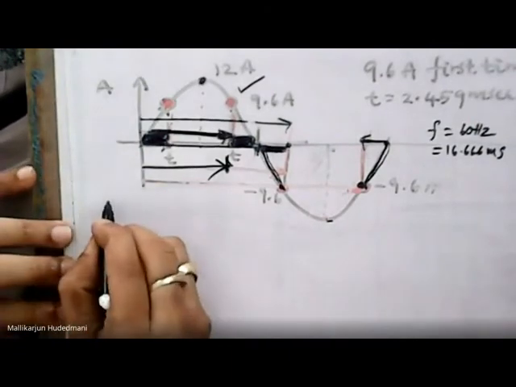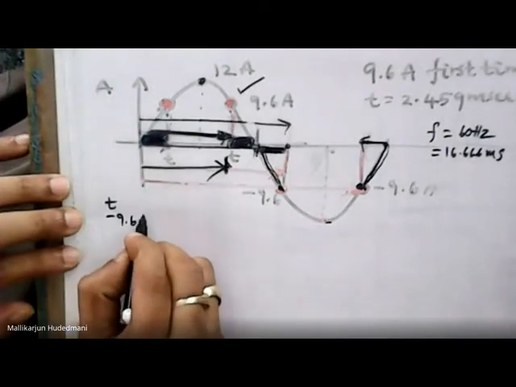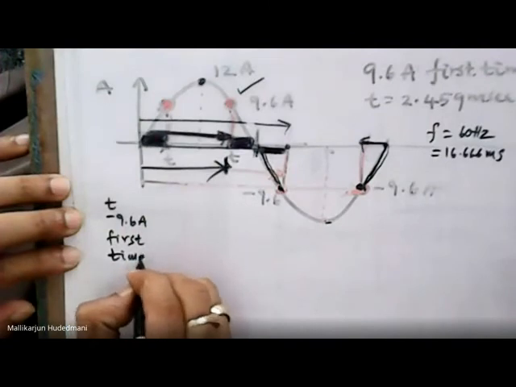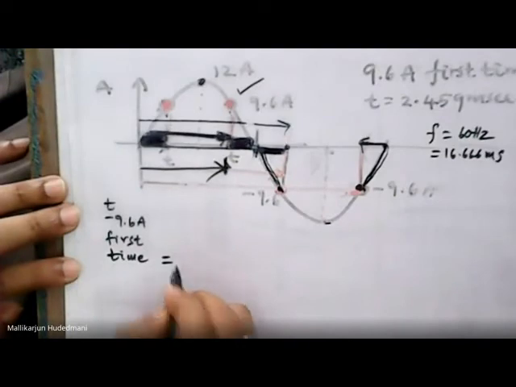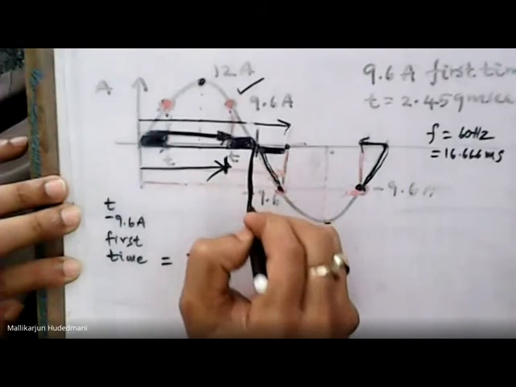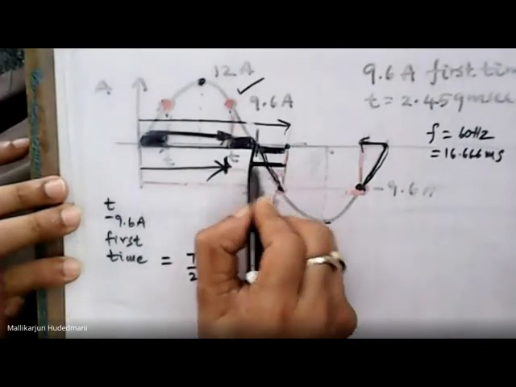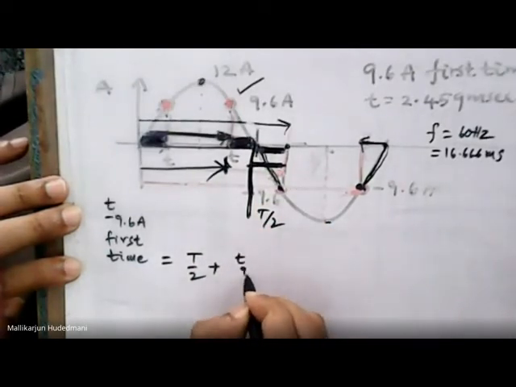So time for minus 9.6 ampere first time. Time for 9.6 ampere first time is equal to T by 2. I am here. T by 2, and I will take this length of addition. What is this? Plus time for 9.6 ampere first time.